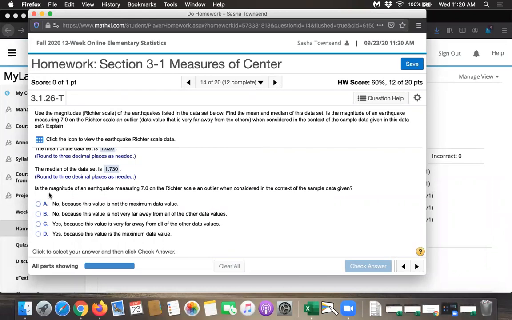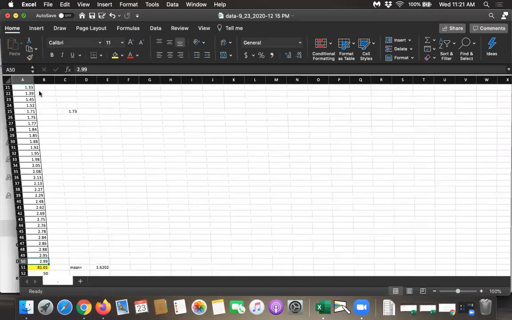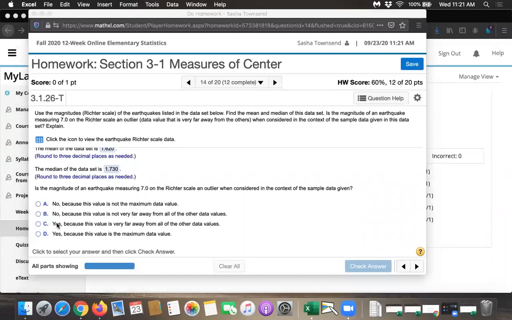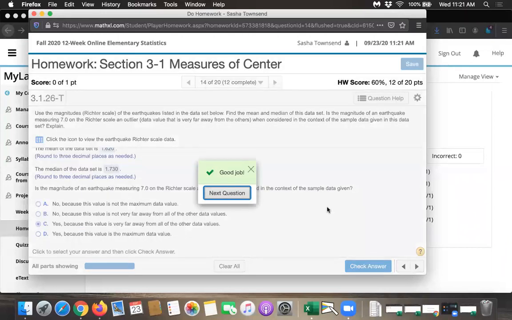And then the question says, is the magnitude of an earthquake measuring 7.0 on the Richter scale an outlier when considered in the context of the sample data given? So let's look at that data again. The highest one on our list is 2.99, so that is definitely an outlier. We'll say yes, because this value is very far away from all of the other data values. And that's it. That's how you use Excel to compute the mean and median when you have a larger data set.